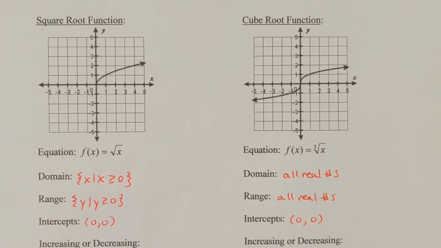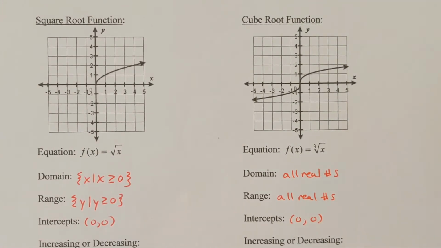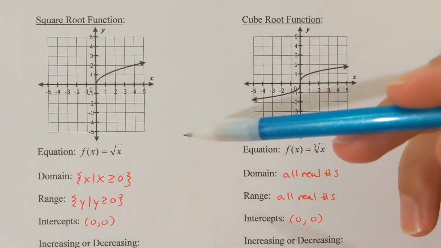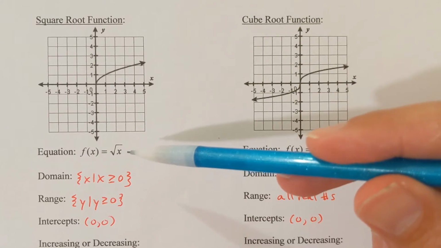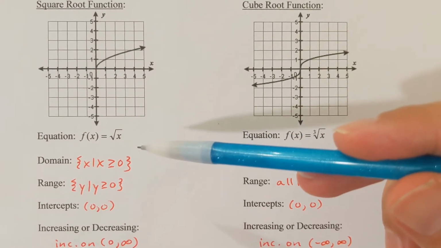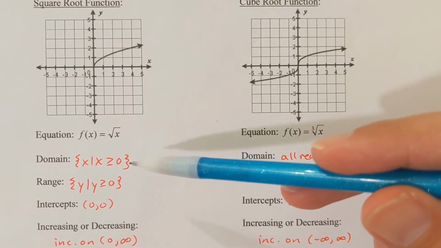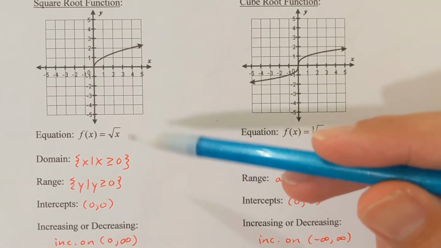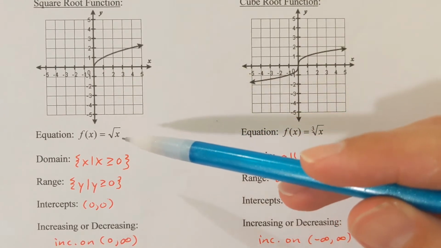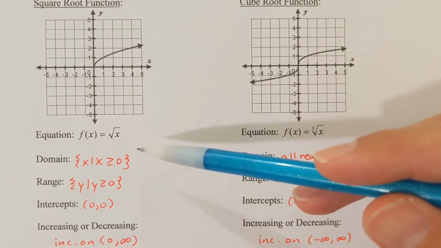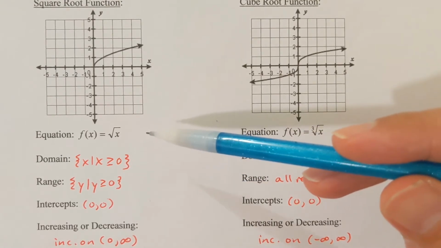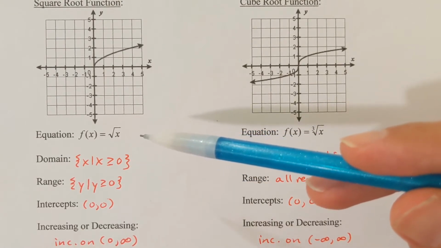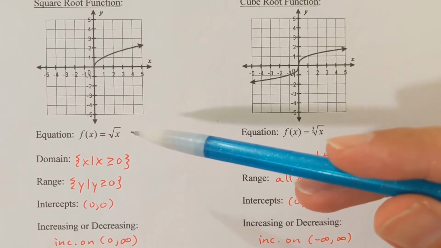Okay, so the next one is the square root function, f of x equals the square root of x, or y equals the square root of x. The domain of the function is the set of all x such that x is greater than or equal to 0. I can't take the square root of a negative, but the square root of 0 is fine. I get 0. The square root of a positive is fine, but I can't take the square root of a negative.